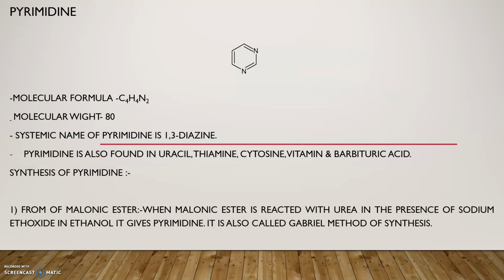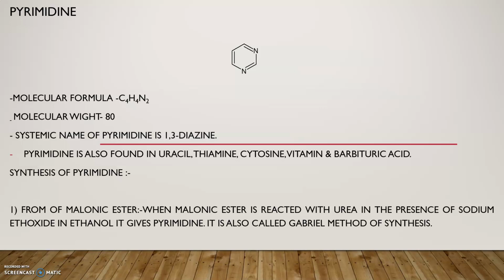The systematic name of pyrimidine is 1,3-diazine because pyrimidine is a 6-membered ring. That's why it contains a suffix such as -ine. It contains 2 heteroatoms, such as nitrogen. For nitrogen atoms we use the prefix aza, and it is present twice. That's why we use the prefix di. That's why the systematic name of pyrimidine is 1,3-diazine.